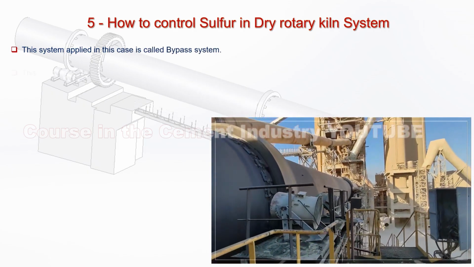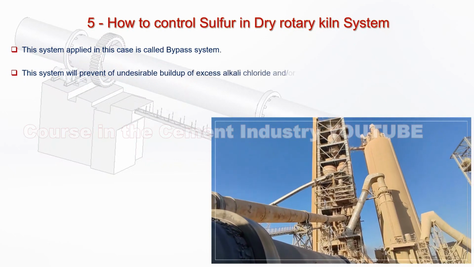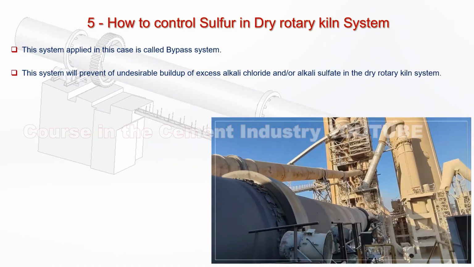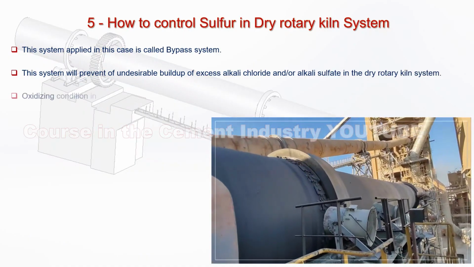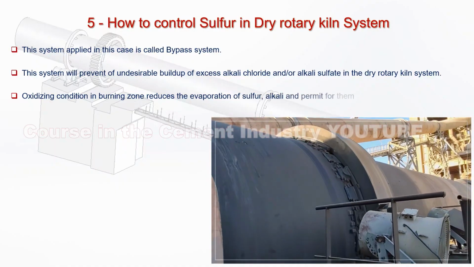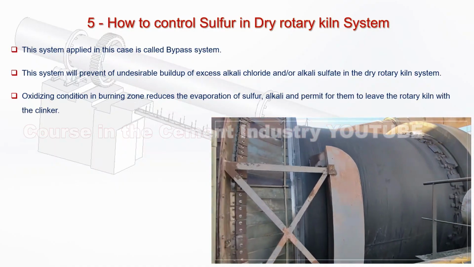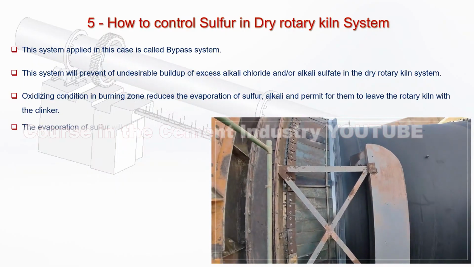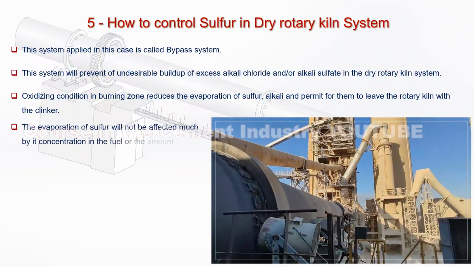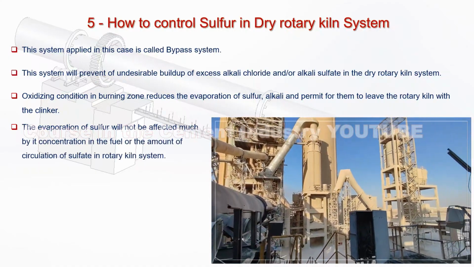7. This system will prevent undesirable buildup of excess alkali chloride and alkali sulfate in the dry rotary kiln system. 8. Oxidizing condition in burning zone reduces the evaporation of sulfur and alkali, and permits them to leave the rotary kiln with the clinker. 9. The evaporation of sulfur will not be affected much by its concentration in the fuel, or the amount of circulation of sulfate in rotary kiln system.